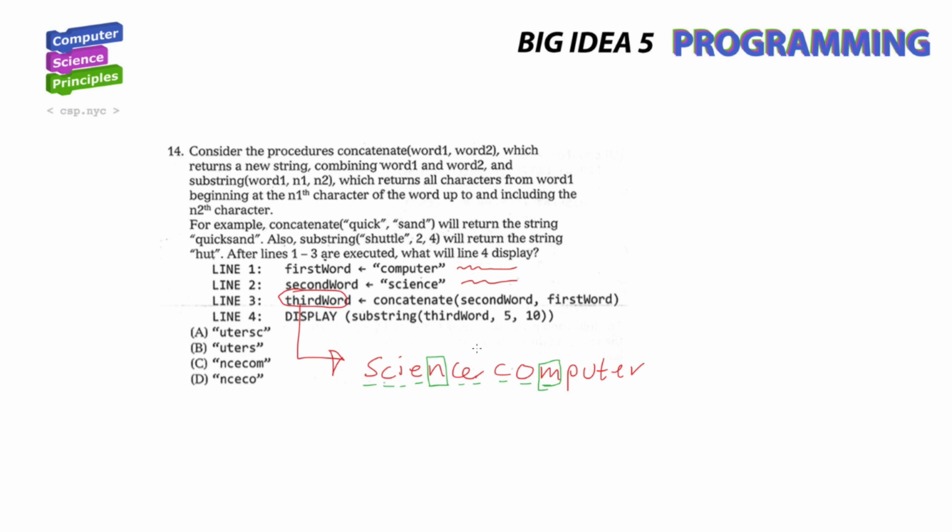Just like we see hut comes from shuttle, 2 to 4, because the second and the fourth, and then they're just pulling out those letters in between. What we do here when we do the substring of this is we go from the n all the way to the m, and that's what's going to be returned. NCECOM. So for 14, C is the answer.